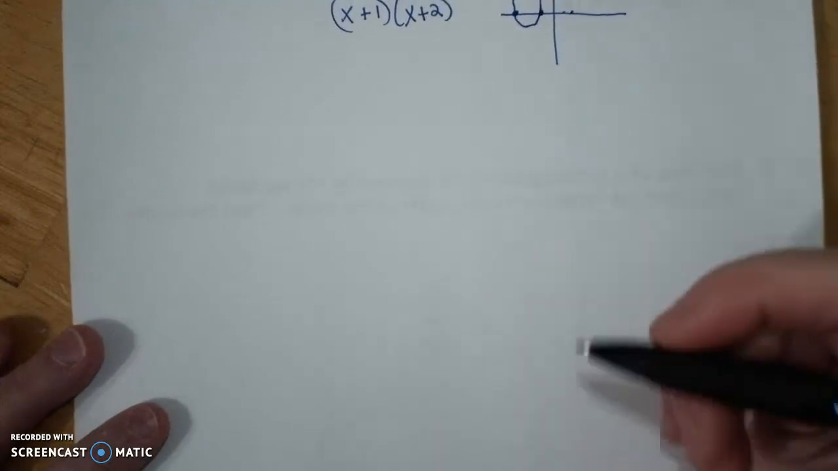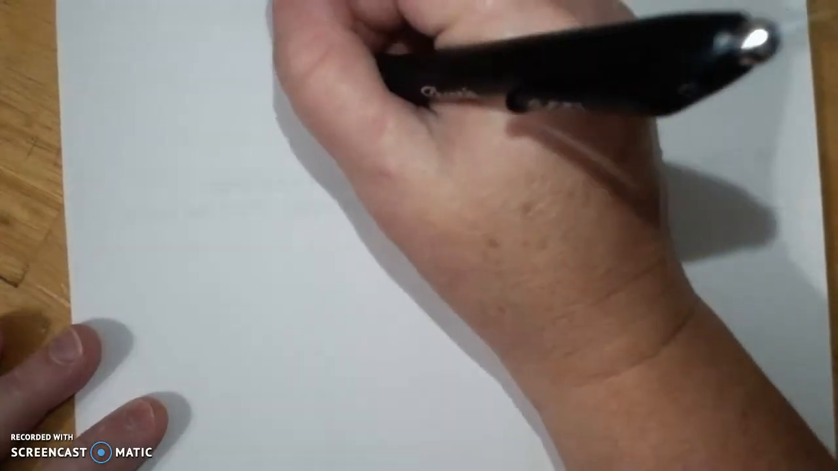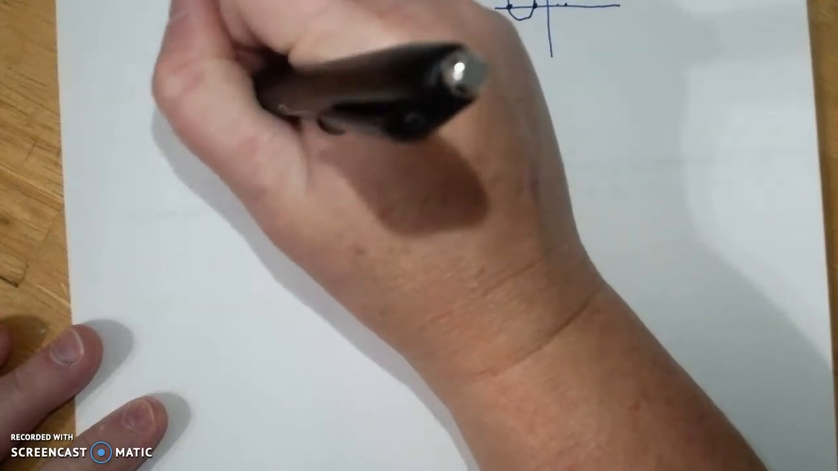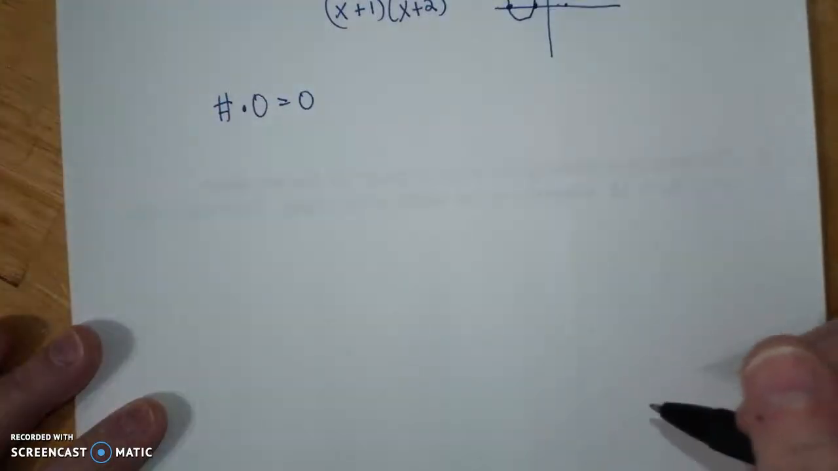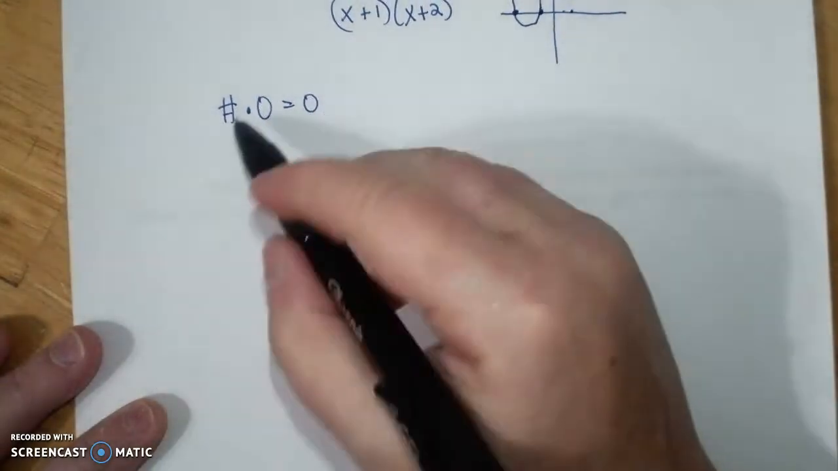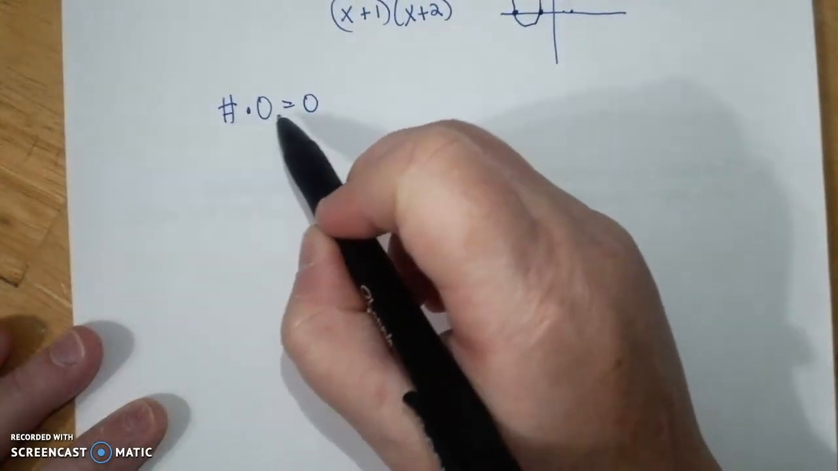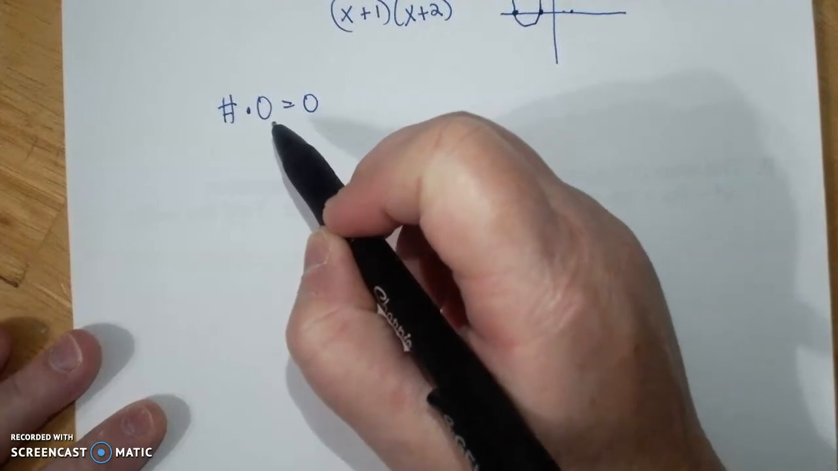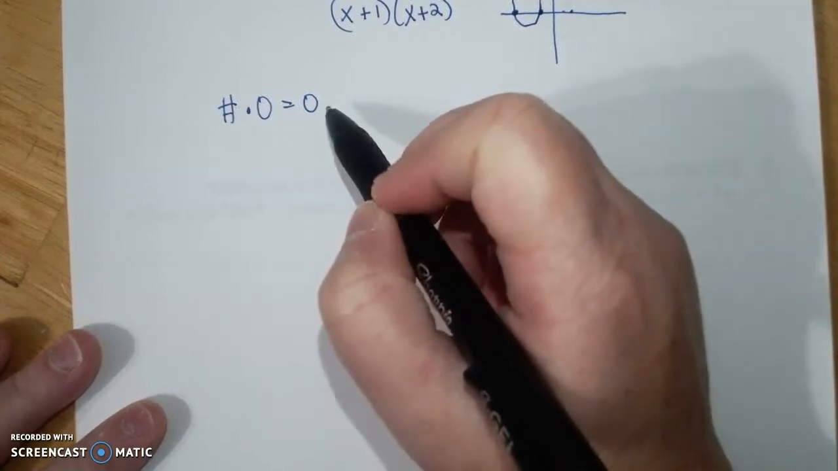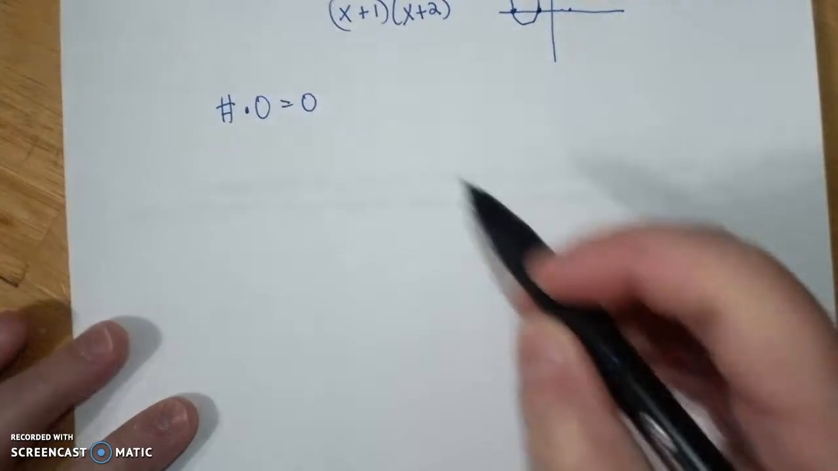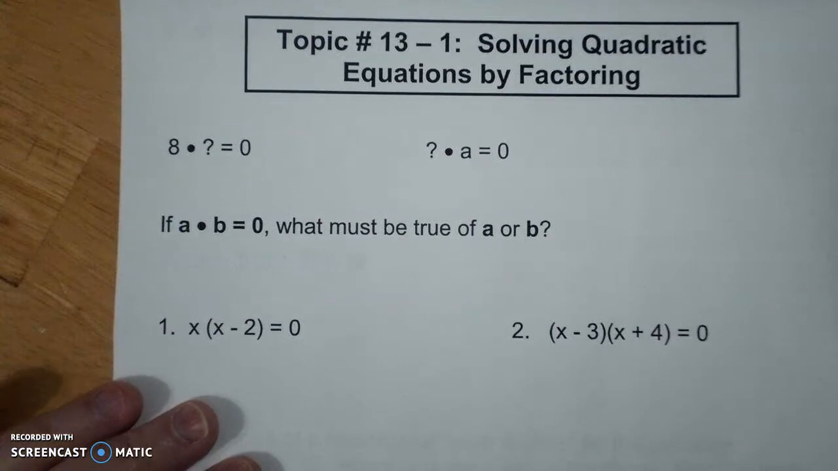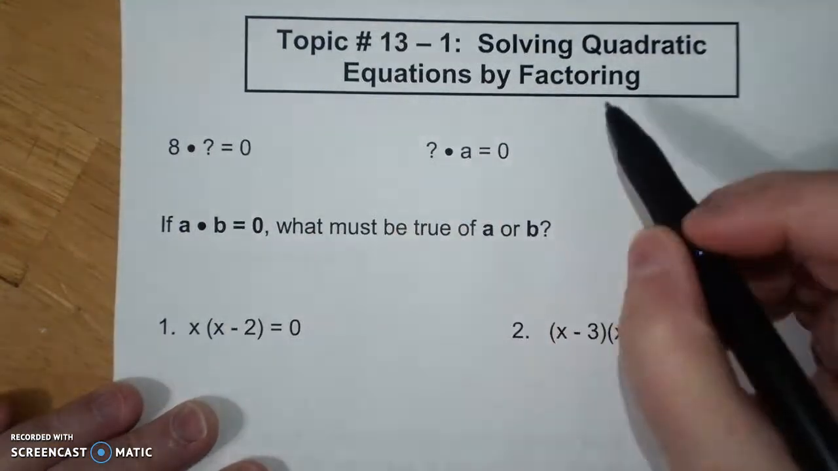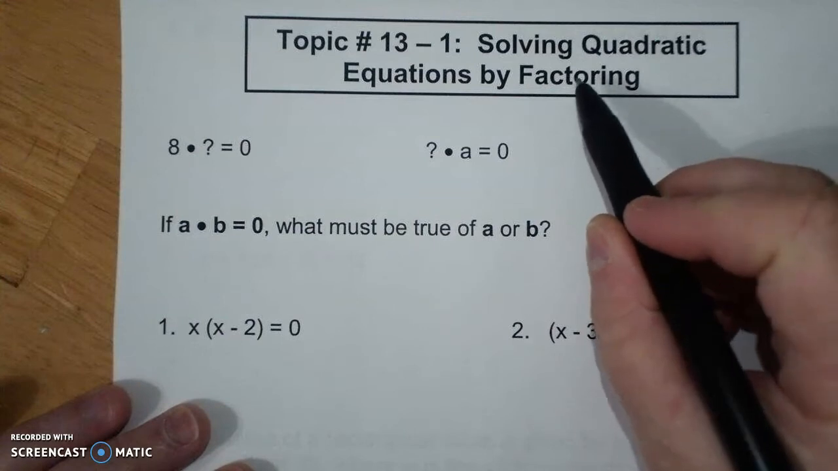The first thing I'm going to tell you is a number times 0 equals 0. And we all know that. We're going to use this fact, a number times 0 equals 0, throughout this unit. So we're going to solve quadratic equations by factoring, which you did all of last unit.